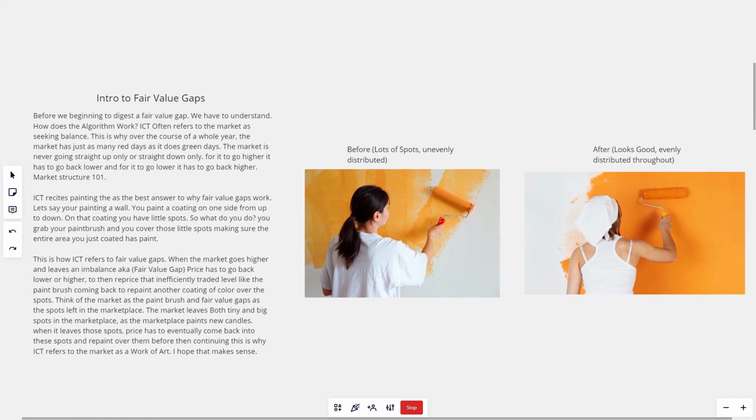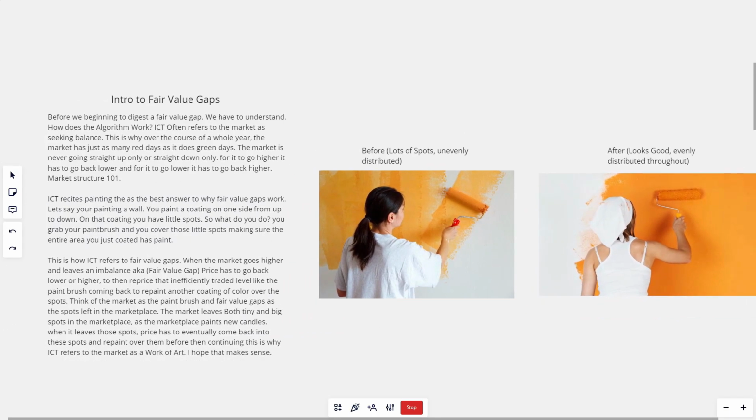That's how ICT refers to fair value gaps and inefficiencies in the marketplace. So as the market creates new candles and essentially paints new candles, there's going to be little spots there in that painting to where the market has to come back down to fill in that spot before then rolling back over and continuing to paint. So that's how ICT refers to fair value gaps and how the algorithm works.